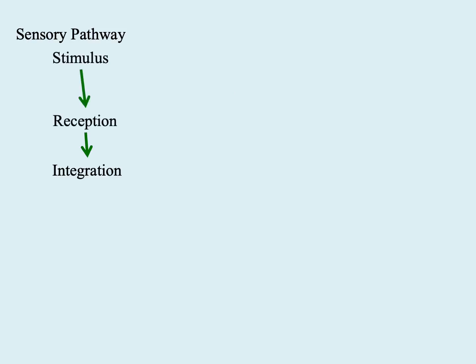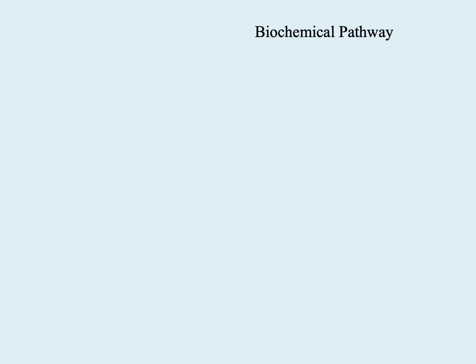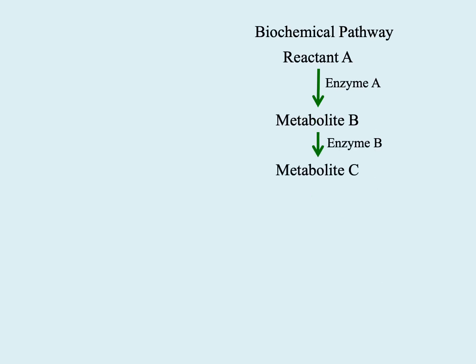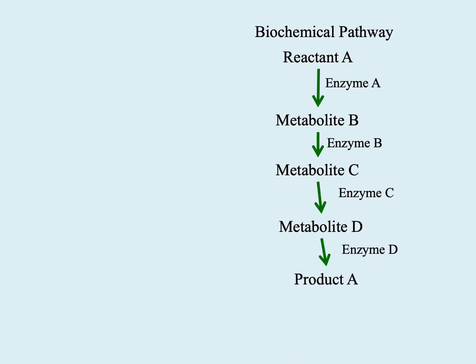First way is based off of what's referred to as the sensory pathway. This is where a stimulus leads to reception, reception leads to integration, integration leads to response, response leads to effect to hopefully eliminate the stimulus, or by the biochemical pathway, where reactant A interacts with its enzyme to form metabolite B, metabolite B interacts with its enzyme to form metabolite C, metabolite C interacts with its enzyme to form metabolite D, at which point in time we finally form a product from the initial reactant. In this pathway, we can look at it in terms of either the positive or the negative.